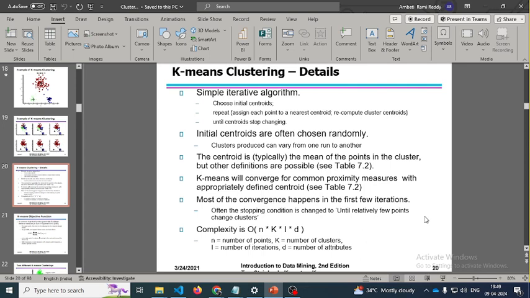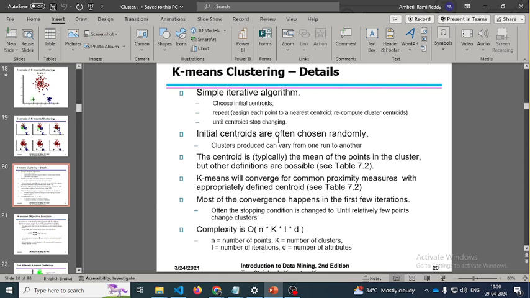Initially it will choose some centroids, then it will repeat the steps. It will compute the centroid between the new data points and the already existing centroid. So it will recompute those centroids and form the clusters. Whenever there is no change in the centroid, you will stop. There is no cluster change.